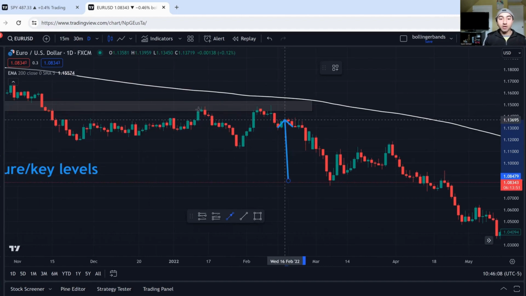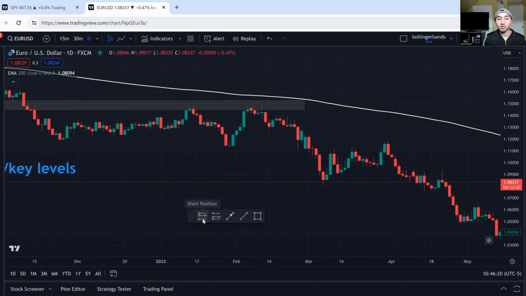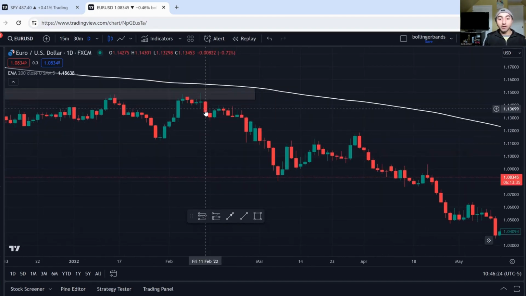Now, what do you see ends up happening? We come to this level of resistance. We get a wick rejection, small bearish candle, weak bullish, strong bearish candle. Okay, cool, strong bearish candle. So what do you see? We see bearish momentum stepping into the market. We see bearish engulfing, okay, right over here.